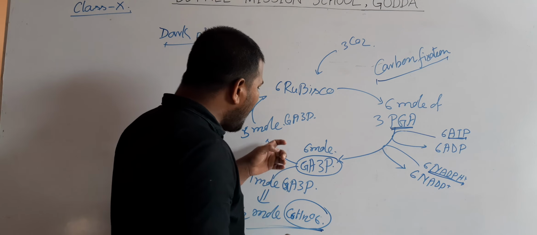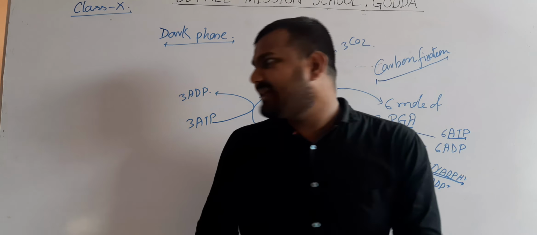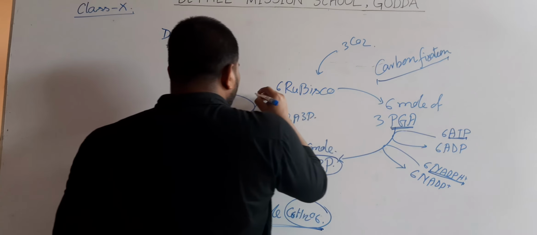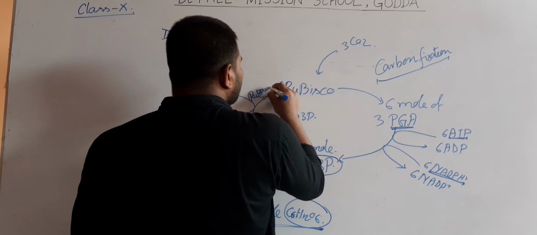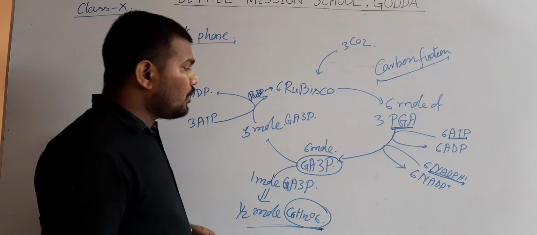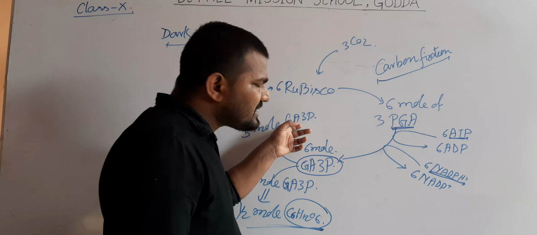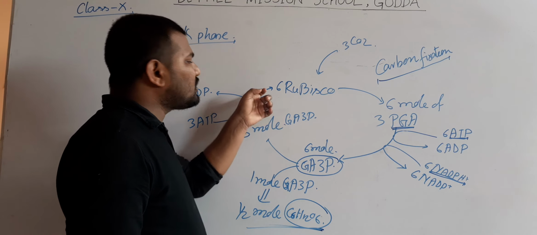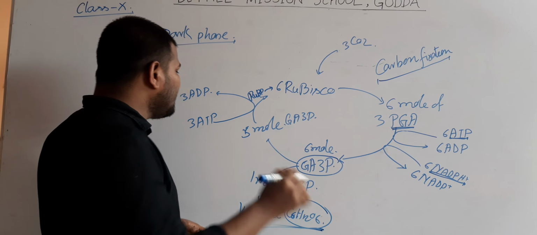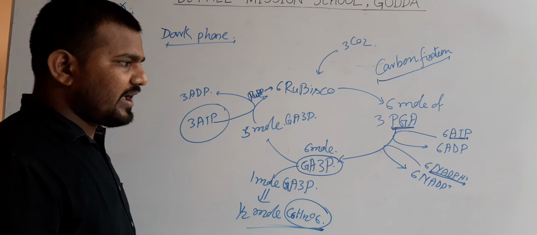C6H12O6, and the remaining 5 mole are going to be rearranged to form RuBP. But how? 5 mole glyceraldehyde phosphate will be converted into RuBP by using 3 ATP. These are the dark phase.